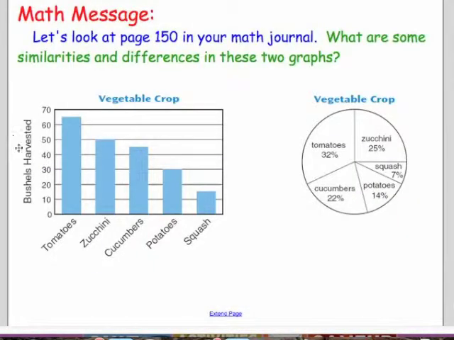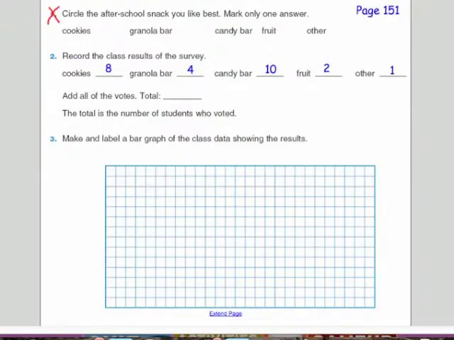If we go back to this one, here you can see the title, here you can see your categories, and here you can see your scale on the side. So make sure that your graph has all of those items. Go ahead and complete this graph. When you get done, I'd like you to have it checked before you move on. Go ahead and do those now.